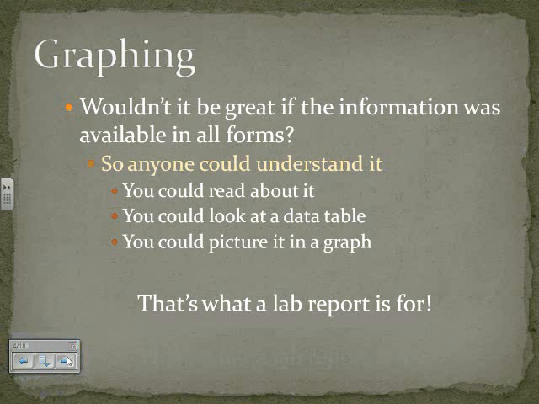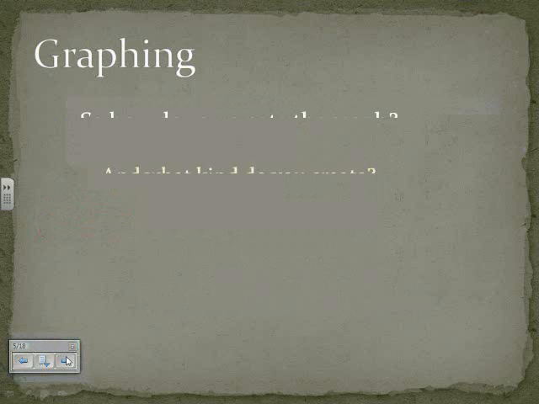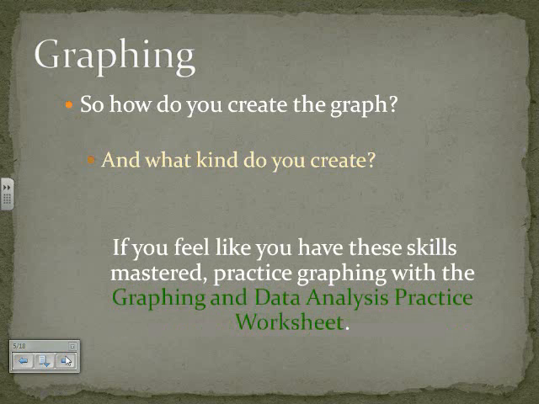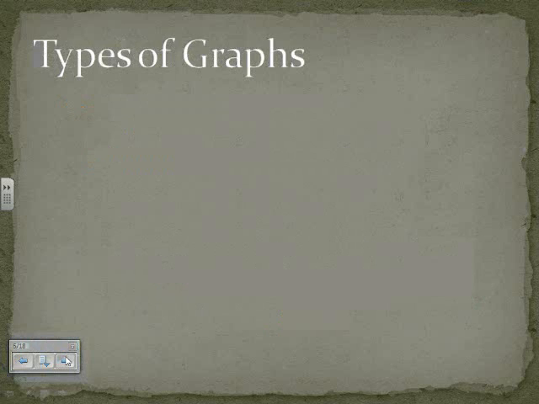A lab report is a way for you to create the table, to organize your data, generate the graph based on the data, and then write in your conclusion about the results of that data. So it's a way for you to combine all these different forms of conveying your information, your data results, your lab results. So how exactly are you supposed to create this graph, and what kind of graph are you supposed to create? All right. Like I have told you guys before, if you feel like you've mastered something, always move on. So if this is not something that's relevant to you, please move ahead.